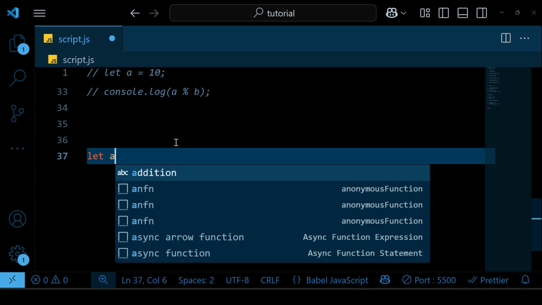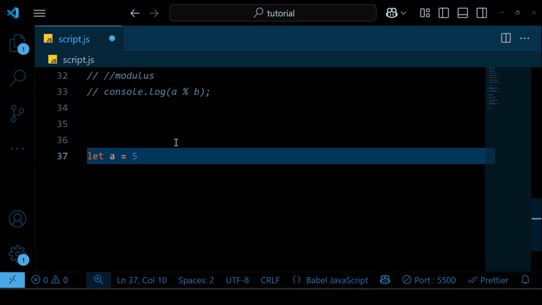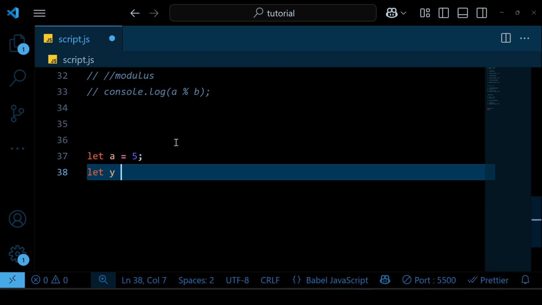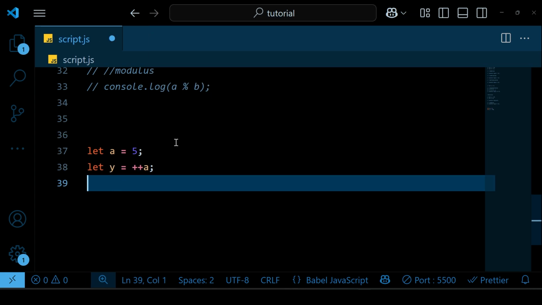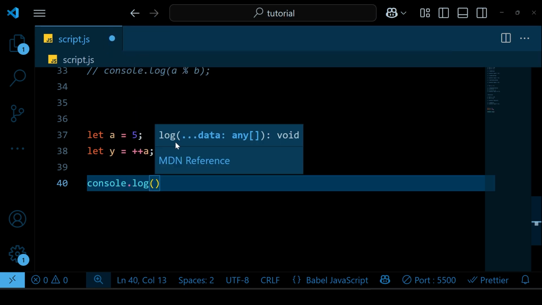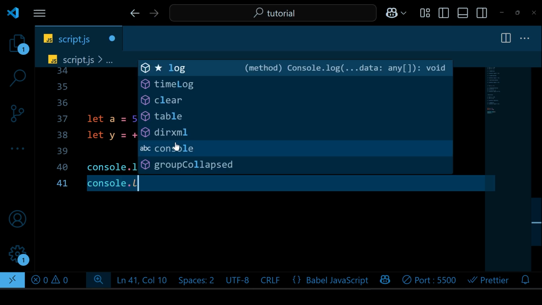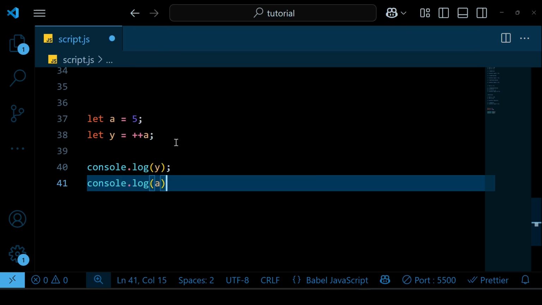So let's say we have a that is equal to 5 and let's say we have y that is equal to plus plus a, and let's have their values printed. So let's console log y, then console log a. So what will be the output of this?